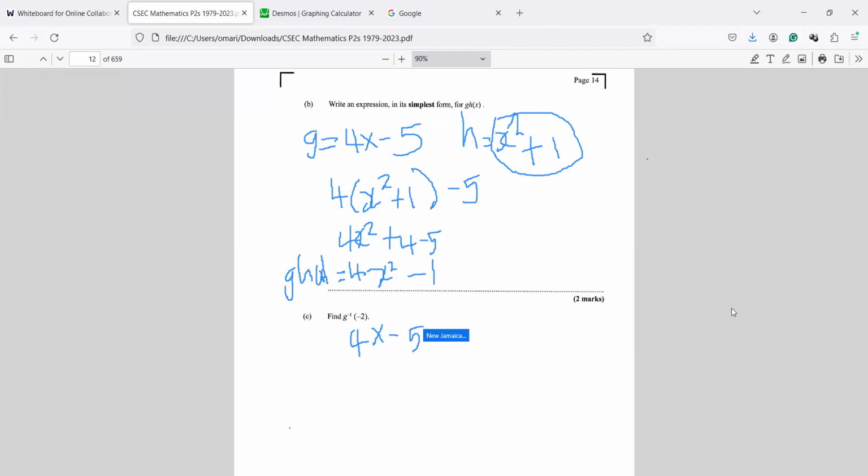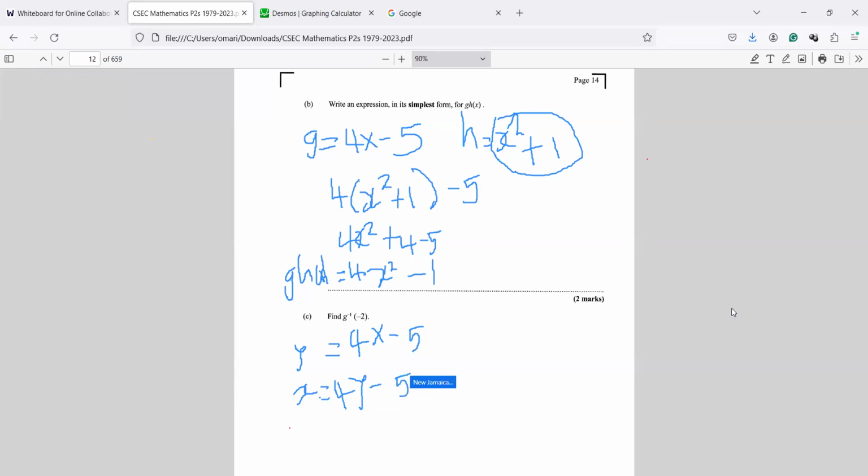We usually temporarily change the g of x to y. So we're just going to name it y for 2 minutes. So y is equal to 4x minus 5. What we're going to do now is switch the places of the x value with the y value. So it will now become x is equal to 4y minus 5.